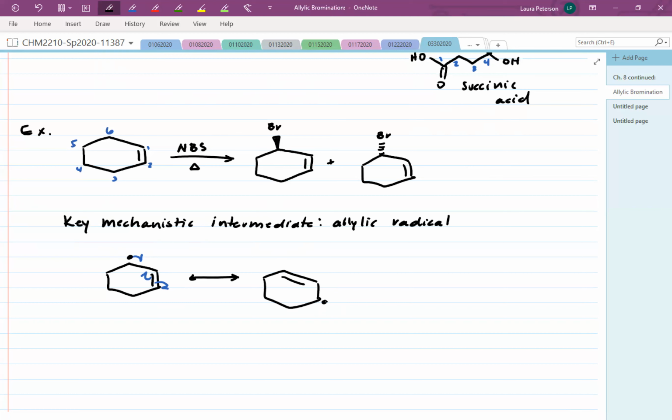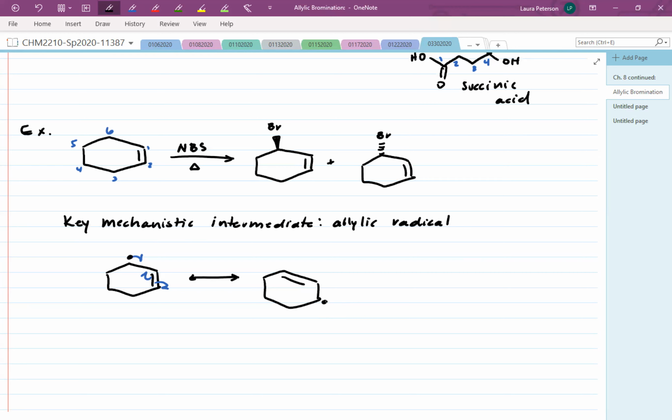You might need to flip the molecule over or rotate it to get it to match what we have up above, but both of those allylic radical resonance structures are equivalent in terms of the product they would give us. So what would happen if I had two different allylic radical resonance structures? How would I decide which resonance structure to use going forward in the product? That's what we're going to look at next.